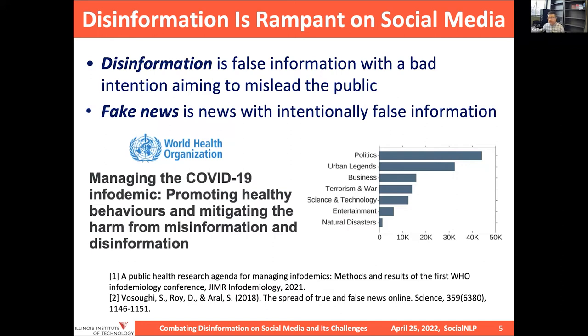Sometimes we say disinformation is false information with a bad intention that aims to mislead readers, right? And fake news is often treated as one typical example of disinformation, indicating that the news is intentionally false. Disinformation has been rampant on social media in recent years. For example, a study shows that COVID-19 disinformation has been widely spread, causing an infodemic issue. In addition, fake news can be very diverse in terms of topics and domains. As you can see from the right figure, it spans politics, urban legend, business, entertainment, and so on. So this is what we can observe from the current state of fake news.